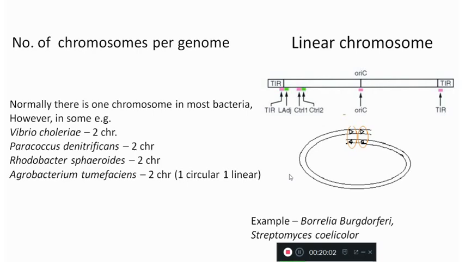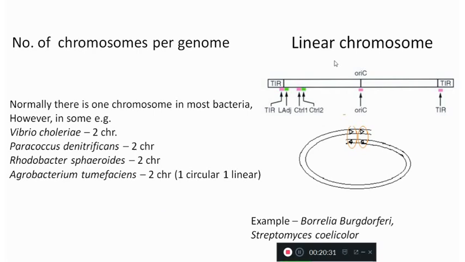However, there are exceptions. In Vibrio cholerae, you find 2 chromosomes. In Paracoccus denitrificans, you find 2 chromosomes. In Rhodobacter sphaeroides, also you find 2 chromosomes. In Agrobacterium tumefaciens, you get 2 chromosomes, one circular and one linear, interestingly. So linear chromosomes are also found in bacterial systems. These are exceptions, of course. The linear chromosomes are also the exceptions.